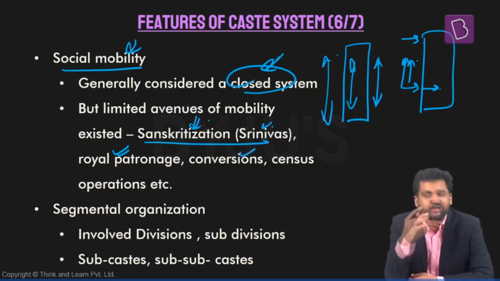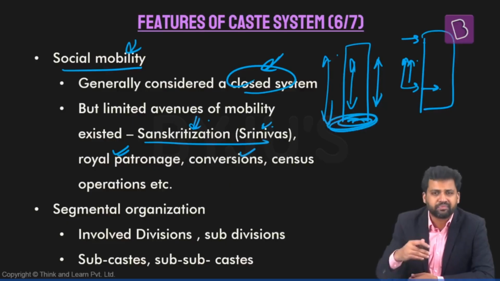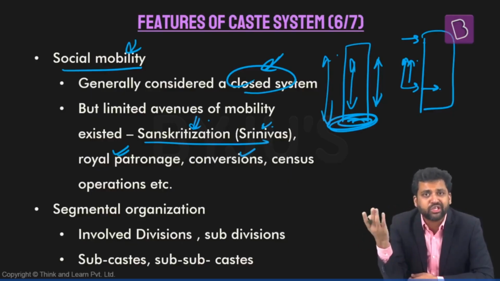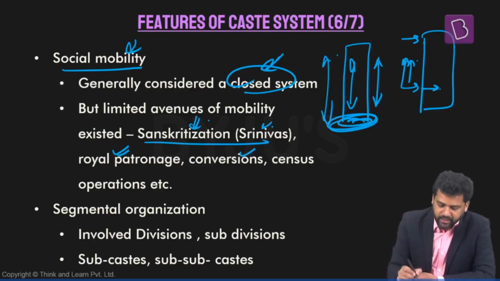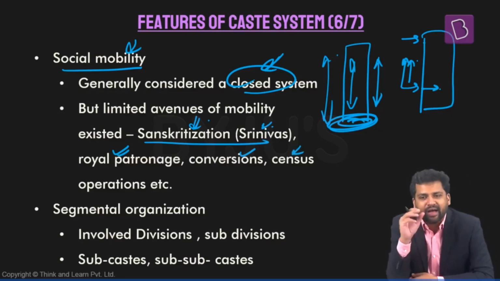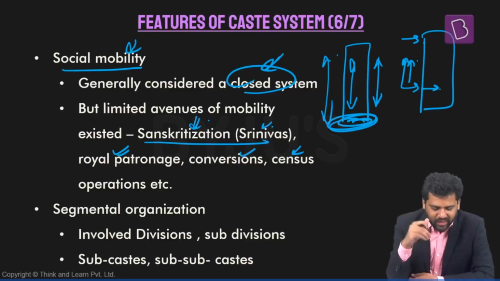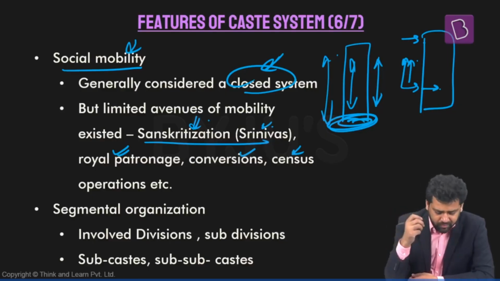Conversions can also lead to a change in your position. In fact, there are instances where people who would have been accorded a lower caste in the caste hierarchy have converted to other religions, maybe to Buddhism, maybe to Islam, to Christianity, to have a better social status maybe. Census, how the census officials record your caste, that can also have a role, and it can also lead to social mobility. These are some elements of social mobility.